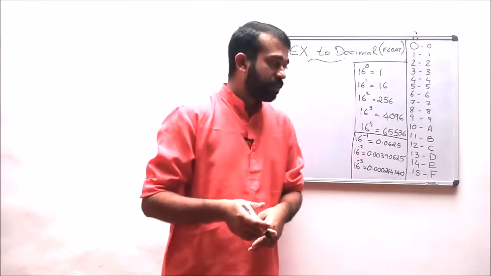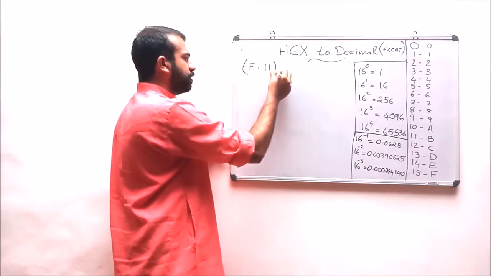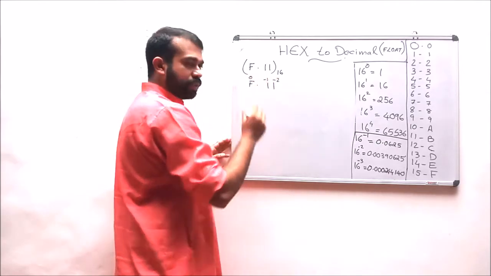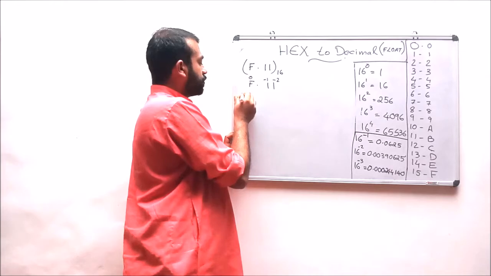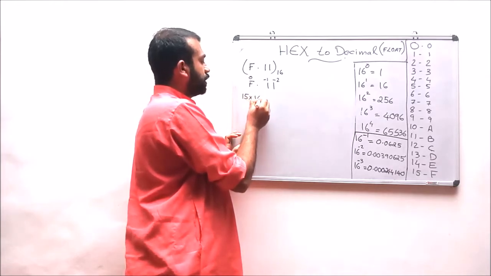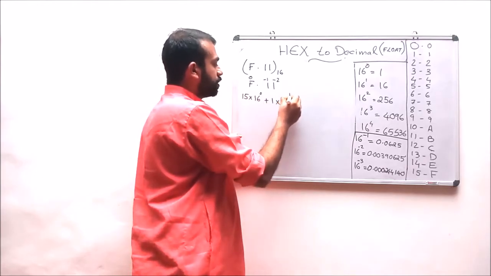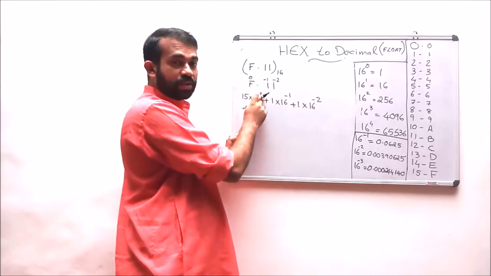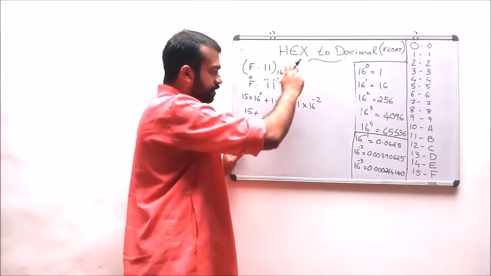So my dear students, consider one more example. Another example is F.11 to the base 16. So here in F.11, the positions are 0, minus 1 and minus 2. What we have to do is, the equivalent of F is 15. So 15 into 16 raised to 0 plus 1 into 16 raised to minus 1 plus 1 into 16 raised to minus 2. 16 raised to 0 is 1, 1 into 15 is 15, plus 16 raised to minus 1.